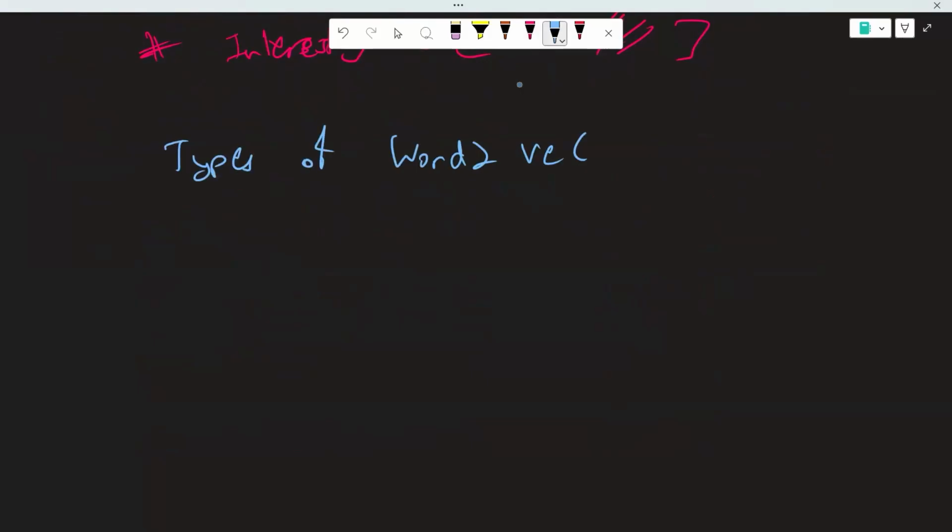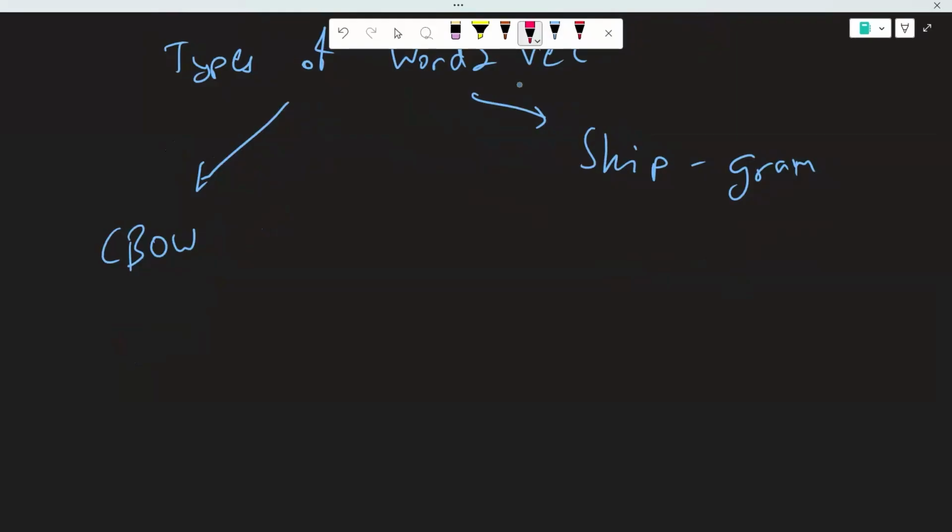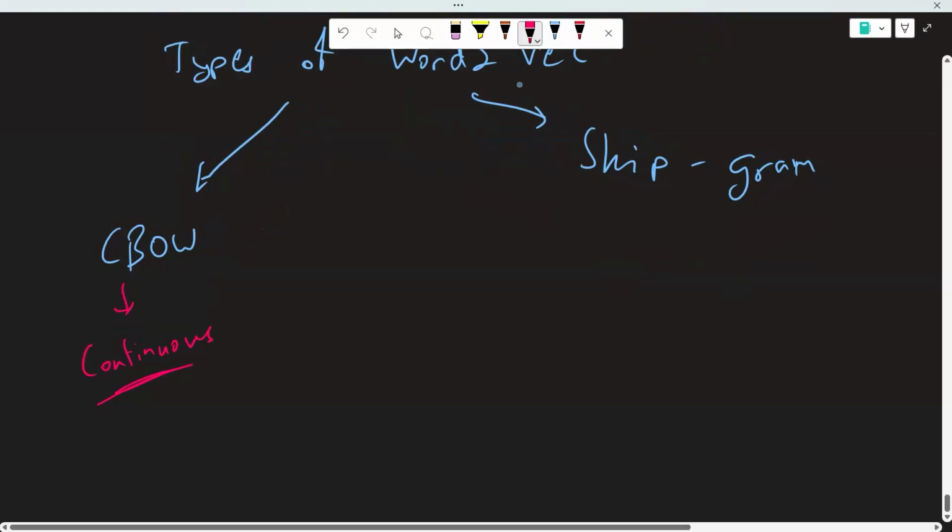Okay. So Word2Vec has different types, which we'll see. The first type is CBOW, which is continuous bag of words, and the other one is skip gram. These are the two types, the two variants, which exist for Word2Vec. We'll see how we implement them. This is the continuous bag of words. Skip gram we'll talk about just in a while.